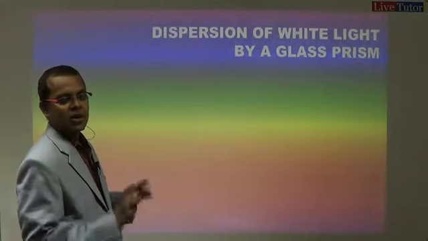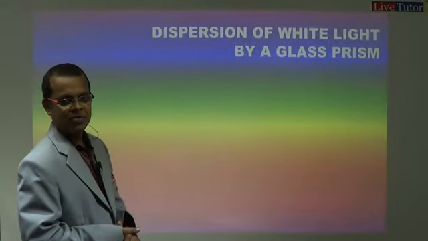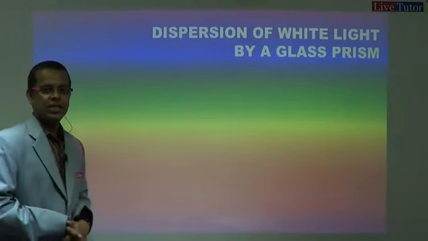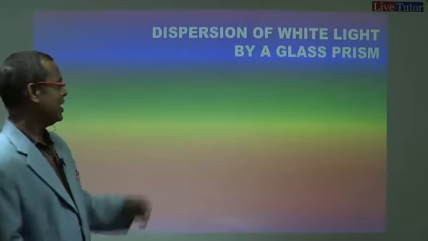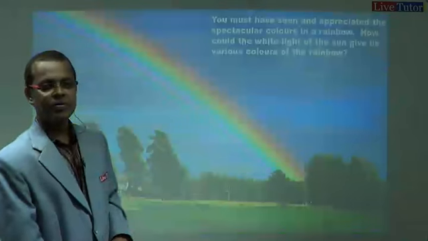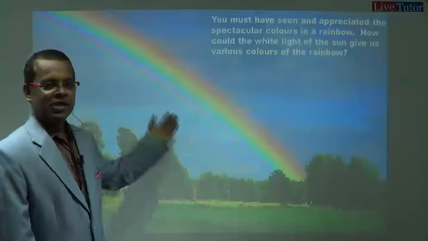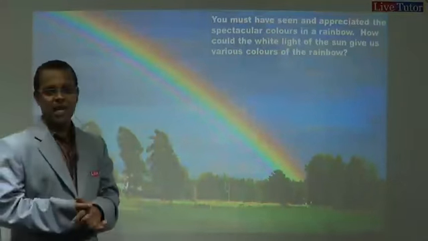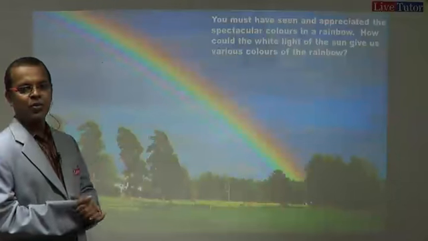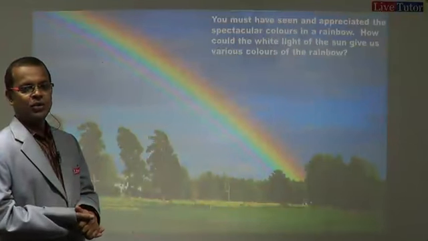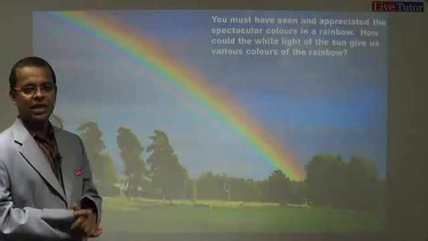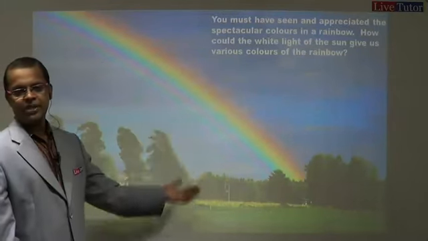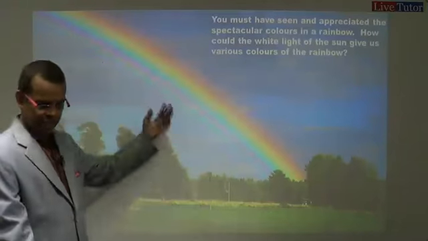And the next concept, a very interesting and beautiful concept created by the Almighty, is called dispersion: dispersion of white light by a glass prism. Here you can see the spectacular colors of a rainbow. Usually this is given by the sunlight, the white light of the sun, which gives different colors, 7 colors, as we can see in a rainbow.